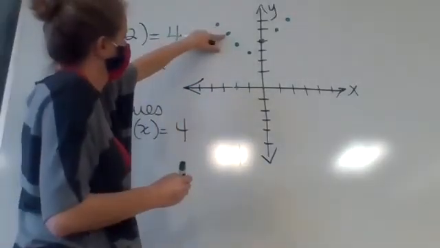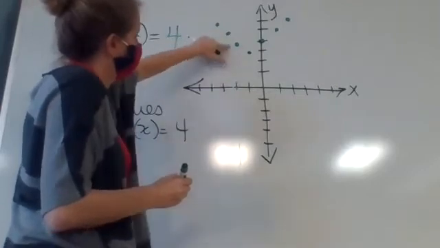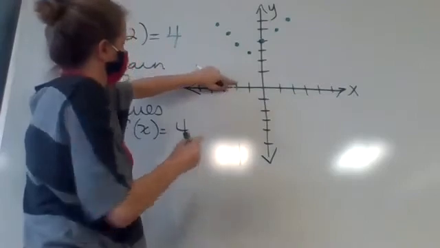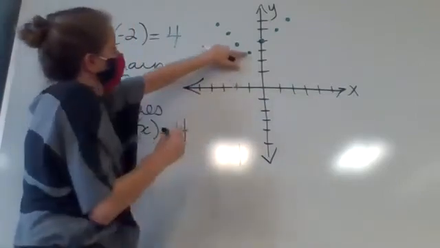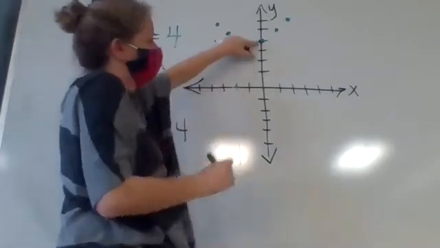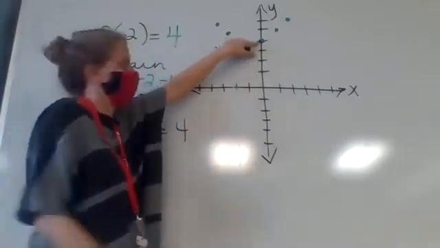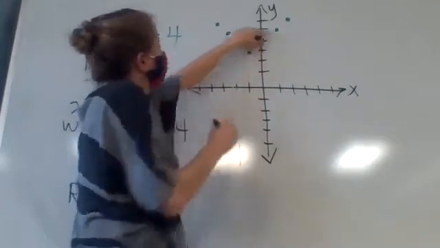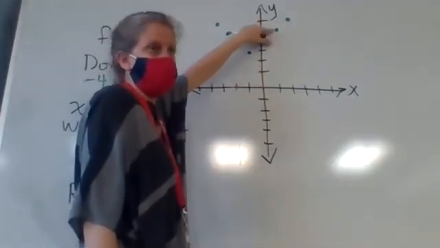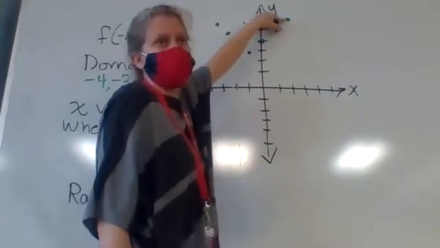So I'm done with that point. This point, what is its x coordinate? Negative 3. This one's x coordinate is negative 2. This one's x coordinate is negative 1. What's this one's x? 0. Good. Now we're going right, so now it's going to be positive 1. And this one is positive 2.